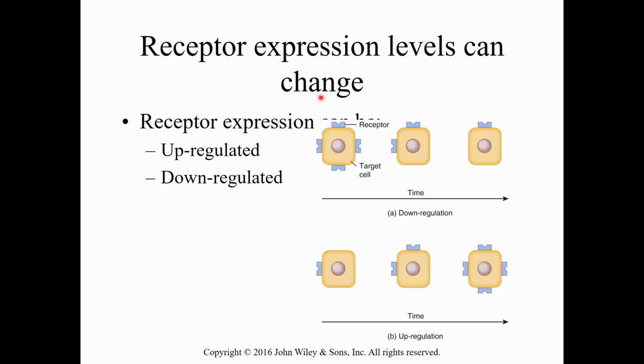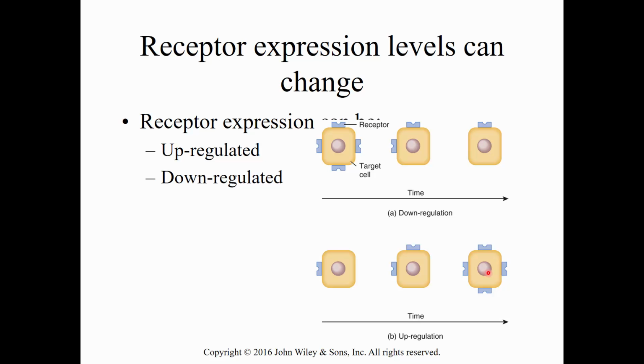So this is a picture from your textbook showing that we've got a cell with 4 little membrane receptors. If those receptors are decreased in number, here they go from 2 down to 1, over time we have downregulation, and this target cell is less sensitive to the ligand. In our second example, we have 1 receptor, then we have 2, then we have 4. Over time, as receptor number is increasing, this target tissue is more sensitive.